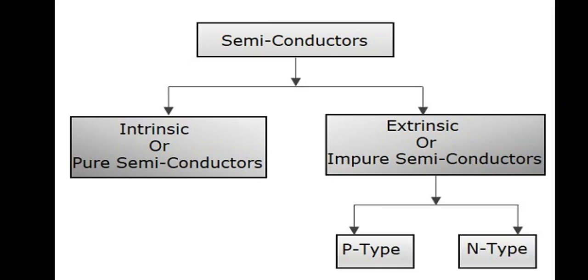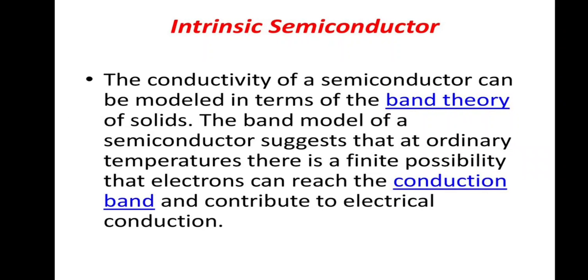This is how the semiconductors flow chart looks. They have two types, intrinsic and extrinsic. Intrinsic semiconductors are called pure semiconductors, but extrinsic semiconductors are called impure semiconductors. Extrinsic semiconductors have two types: the first one is P type and the next one is N type.